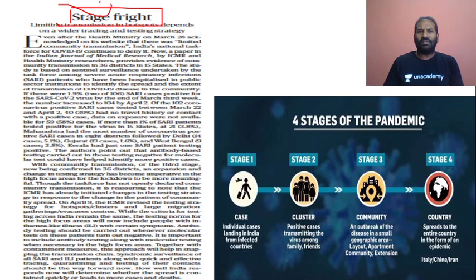So what stage are we talking about here? It is the stage of the virus. That means, look at this figure. You have four stages of pandemic: stage 1, stage 2, stage 3, stage 4.